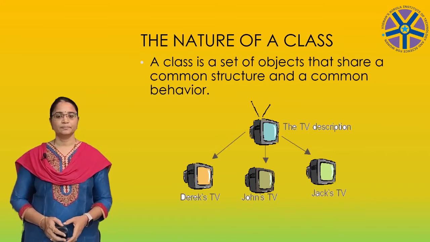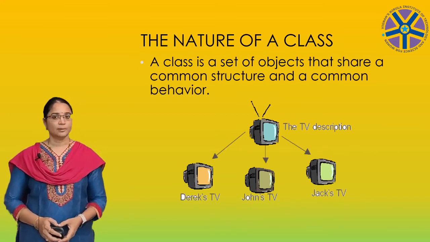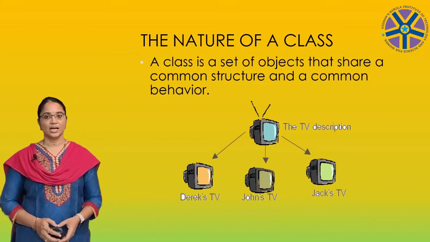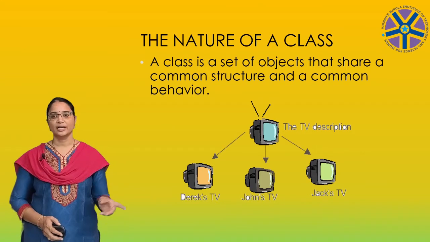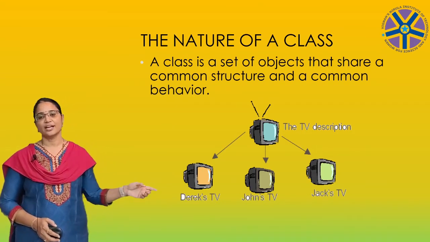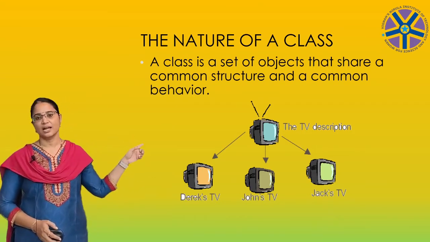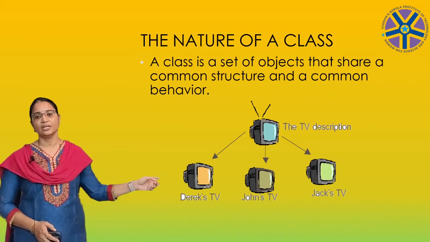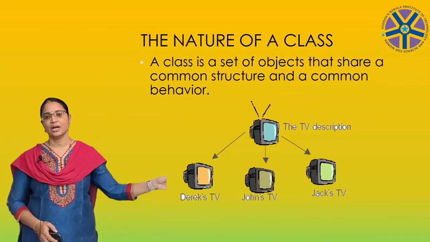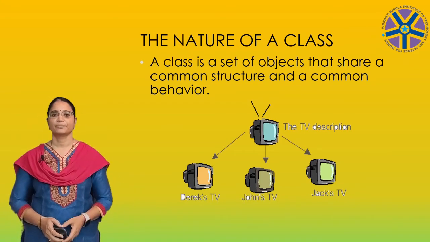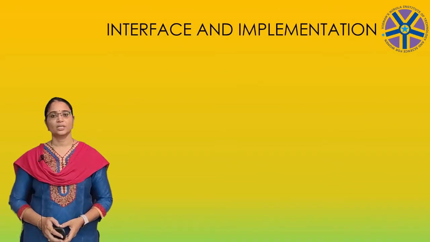In the figure in the PPT, you can see a class TV having instances Derek's TV, Jack's TV, and John's TV. TV is a class. It has different instances: one is Derek's TV, one is Jack's TV, and another one is John's TV. So, coming to the next property, interface and implementation.